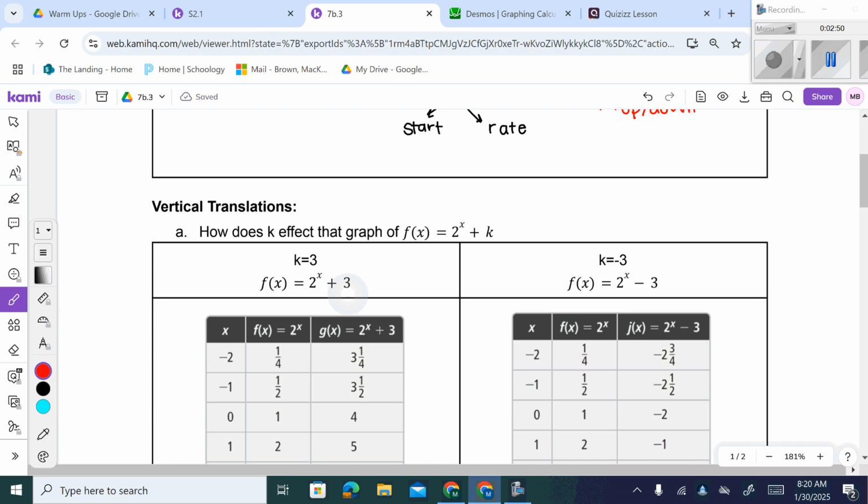We're going to be talking about up and down. What do you think plus 3? How do you think that's going to move it? Up and down. Up how many? 3. Okay, so this should be up 3. What do you think this guy's going to move? Down 3.